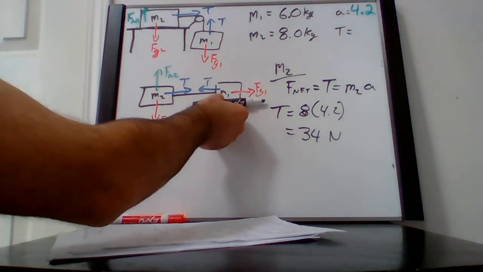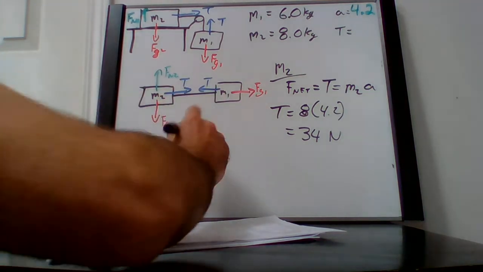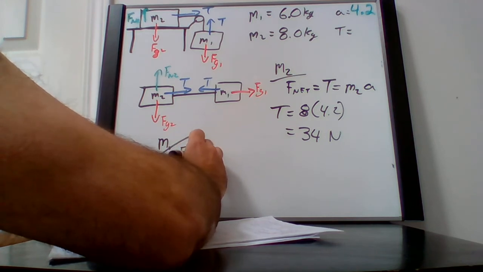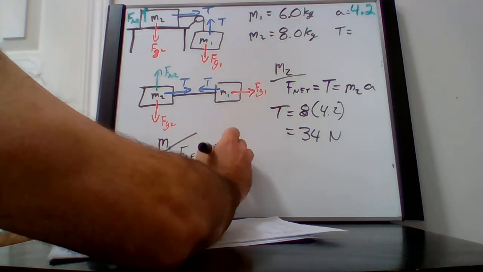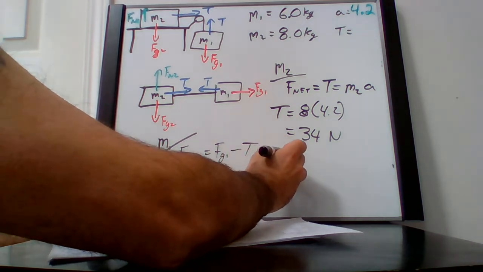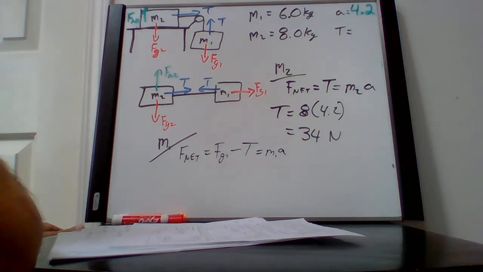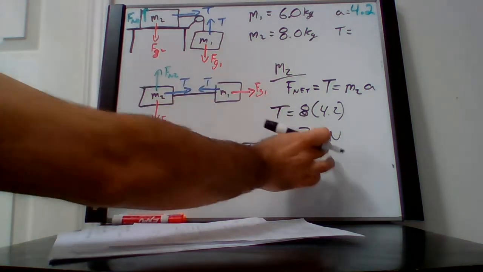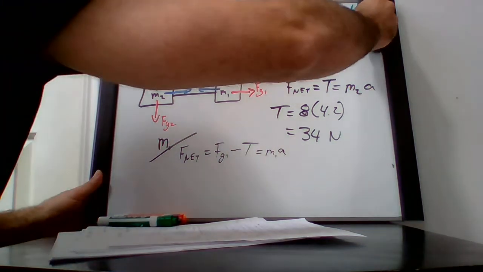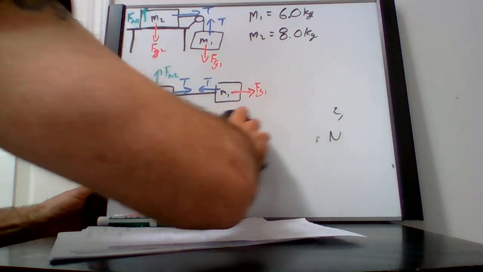We could also look at this situation and say that for M1, our F net is going to equal our Fg1 minus our tension, and that will equal our M1 times A. Rearranging and solving for tension, you will also get that 34 newtons. Okay, so that takes us to the end of our frictionless table example. So I'm just going to get rid of this piece that we just solved.